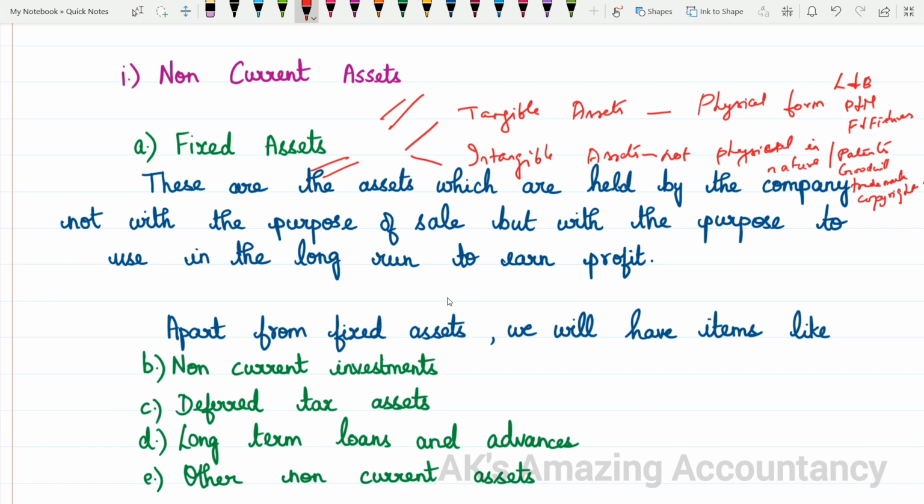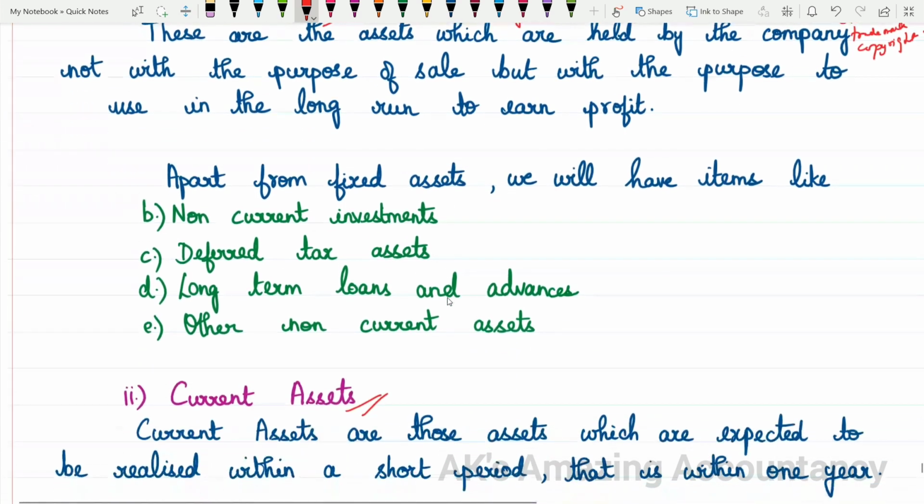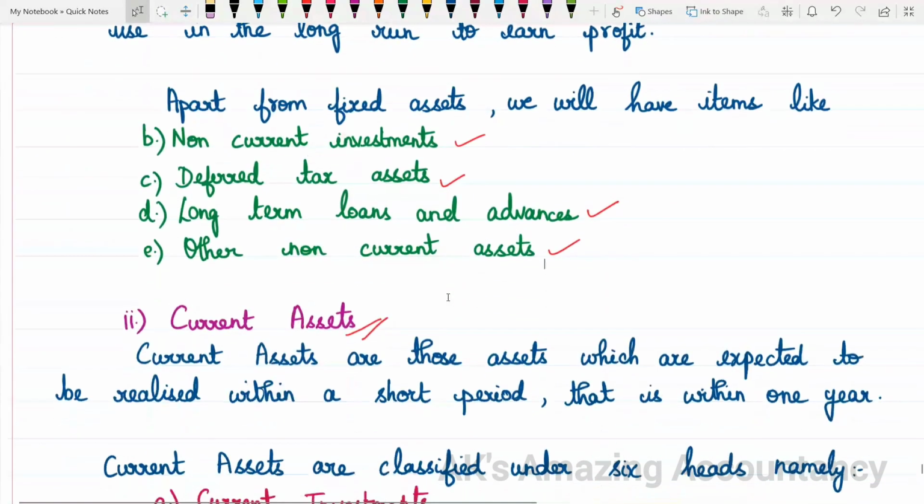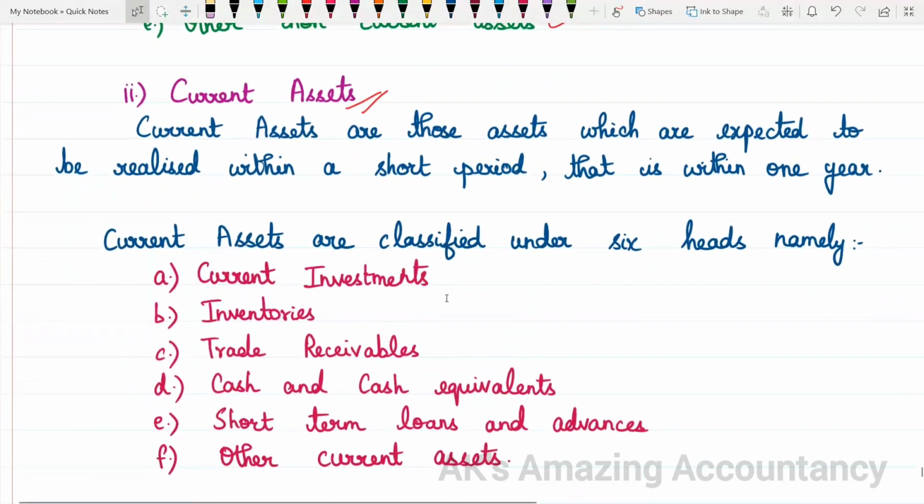Then apart from fixed assets, we'll be having items like non-current investments, then deferred tax asset. I told you when it is deferred tax liability, it will come under non-current liability, isn't it? When it is deferred tax asset, it will come under non-current asset. Then if there are any long-term loans or advances, they will come here. If there is any other non-current asset, that will be recorded here. So all this will come under the heading non-current assets. This will be followed by the next main item, that is current assets. So what are current assets?